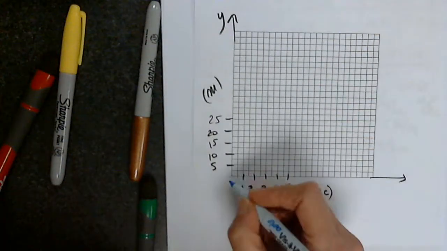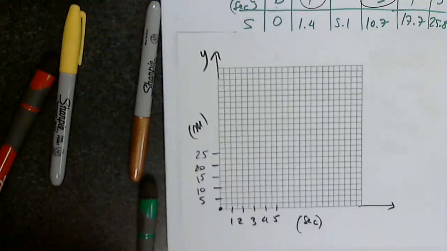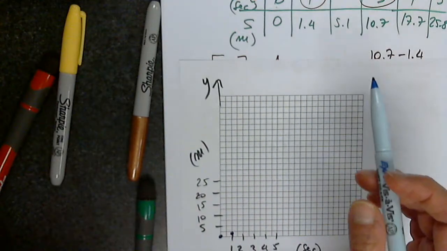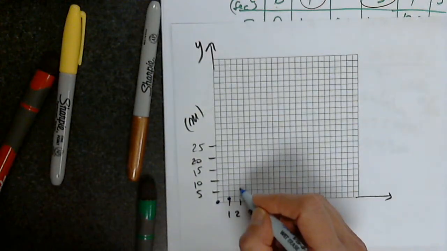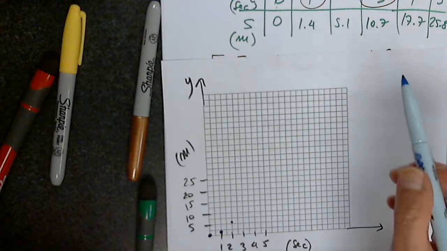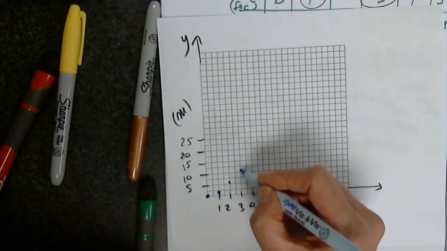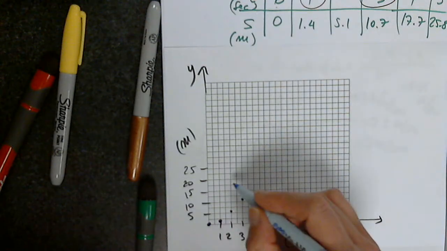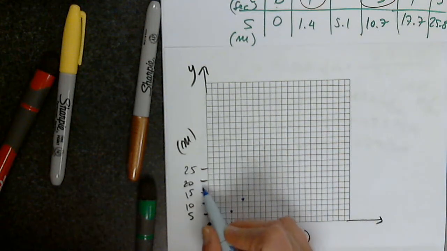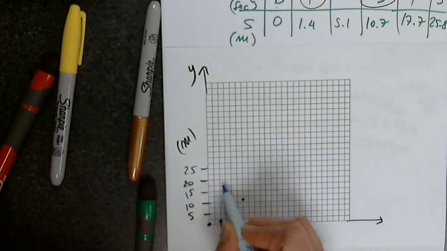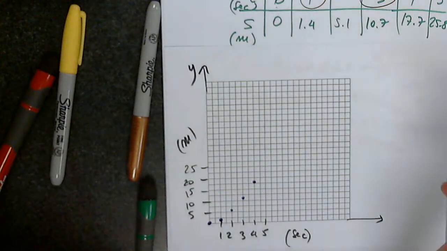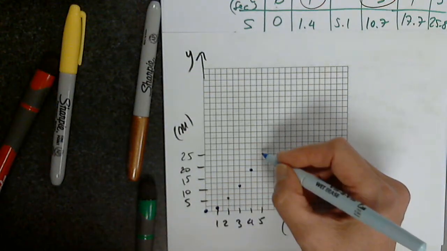So 0, 0 is this point. 1 comma 1.4. If this is 2, I'm going to say roughly here. 2, 5.1, somewhere here. 3, 10.7, I'm going to say somewhere here. 4, 17, so 15, that's 17 and a half, so somewhere here. And 25.8.